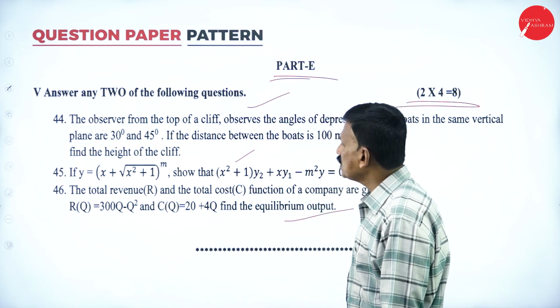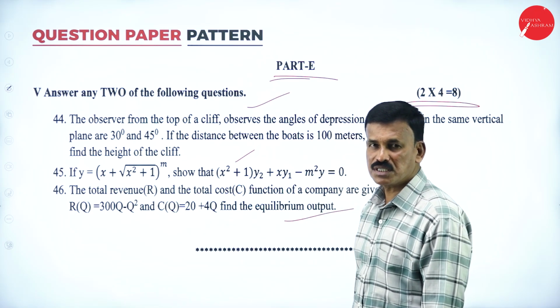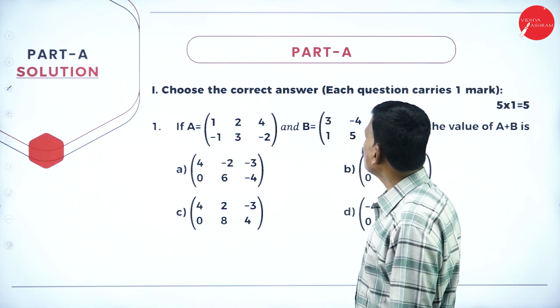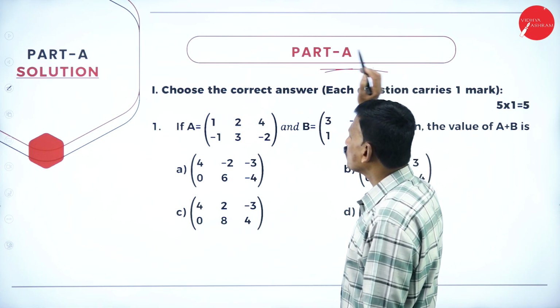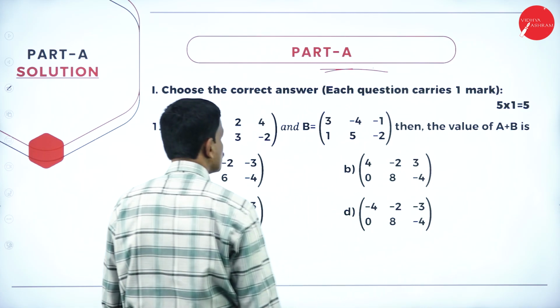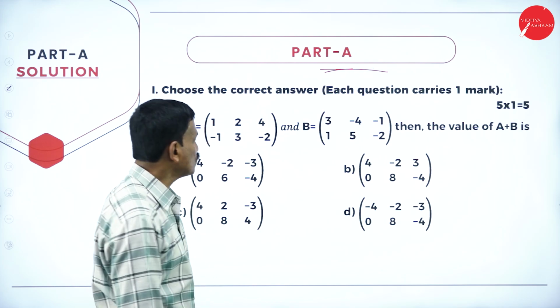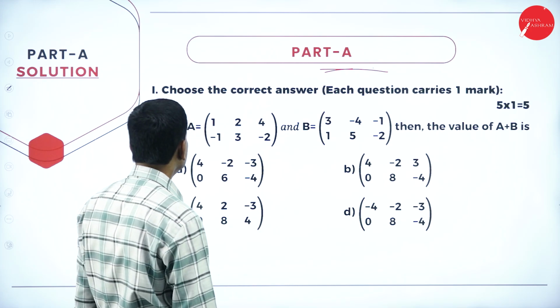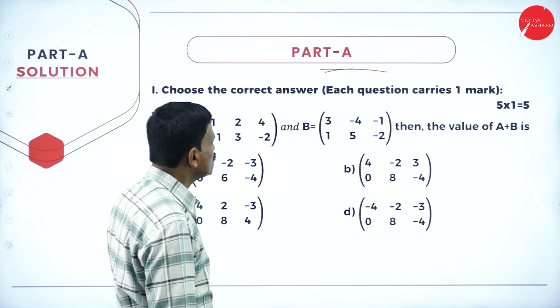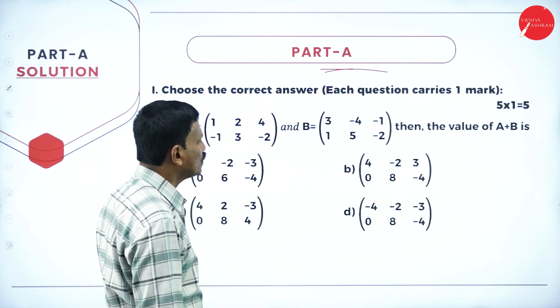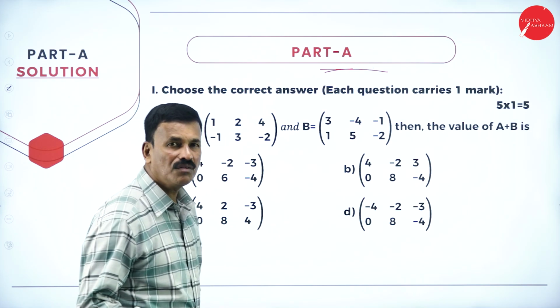Now, by knowing this, let us discuss the solution. Let me discuss part A. Now, choose the correct answer. Each question carries 1 mark. What is given? A is [1, 2, 4; -1, 3, -2]. B is [3, -4, -1; 1, 5, -2]. Find the value of A plus B.